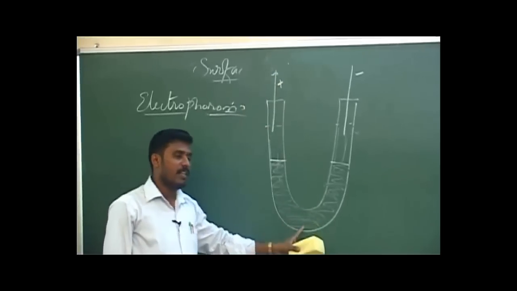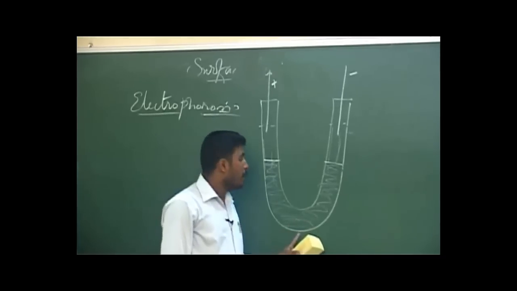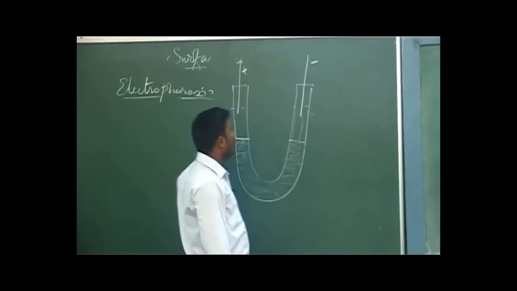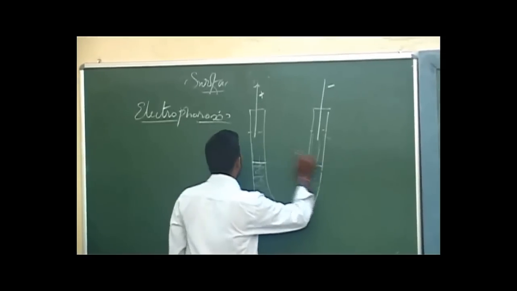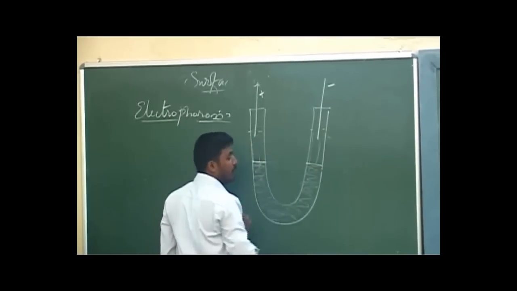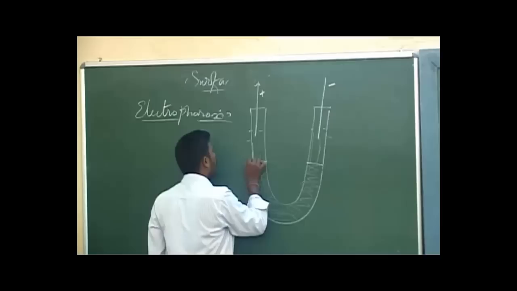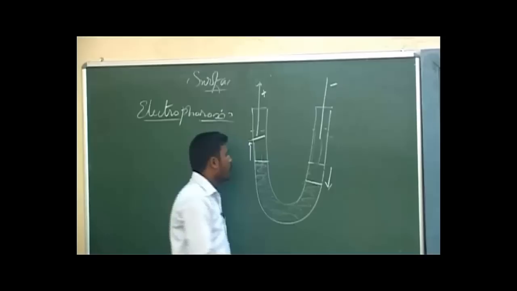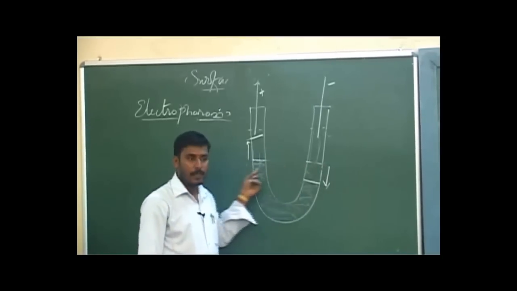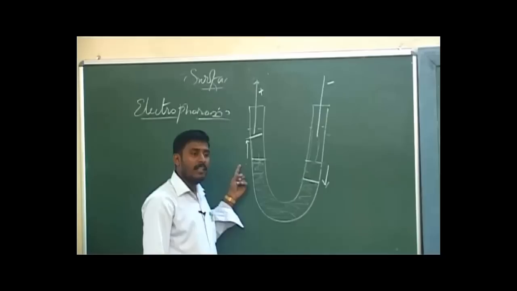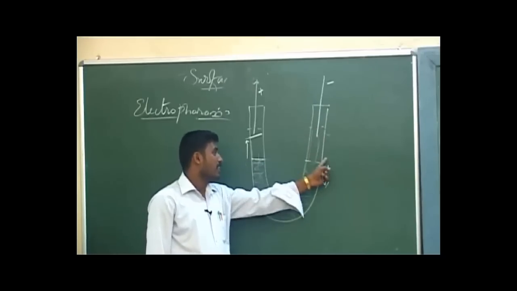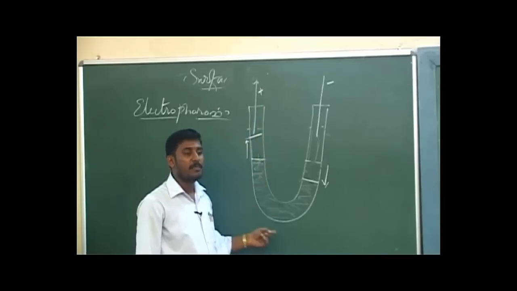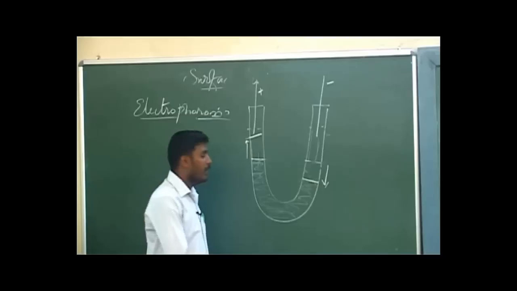Where the colloid is positive, it migrates towards the negative electrode side. That's the concept. See here: initially it was up to this level. When you apply the electric field, the level on the negative side decreased and on the positive electrode side increased. This indicates that the colloid must be negative.